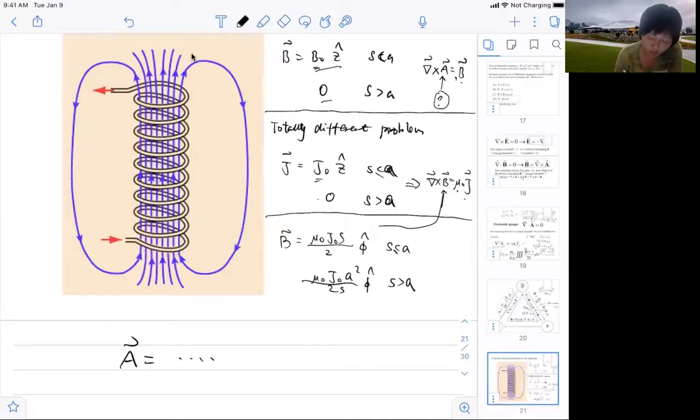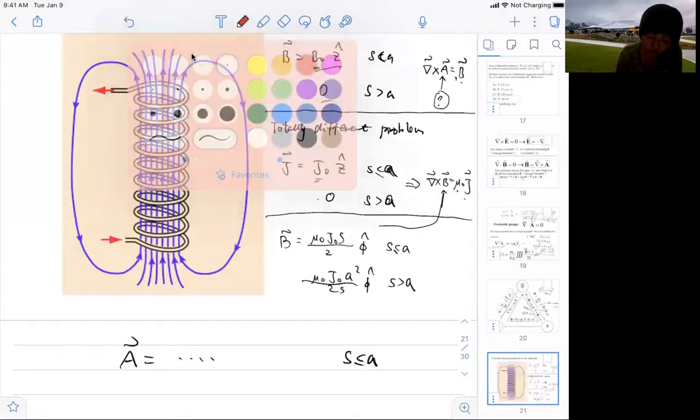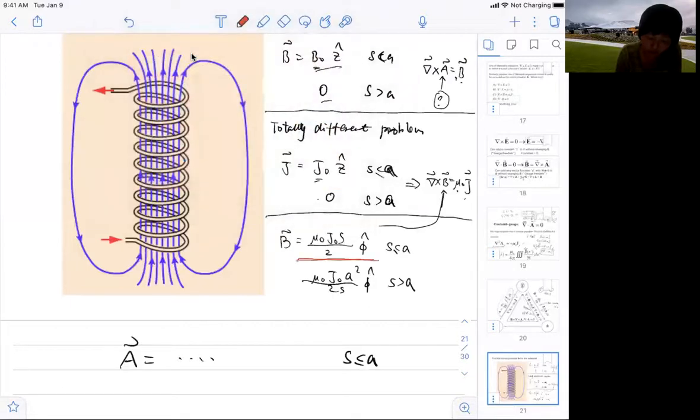What do you think A would be for inside, drawing analogy to this result? Anybody? Something over 2. B naught S over 2, right? Yeah. Excellent. That is exactly correct. J naught is B naught here, and you don't have a mu naught, so there's no mu naught. So it's B naught S over 2, phi hat.